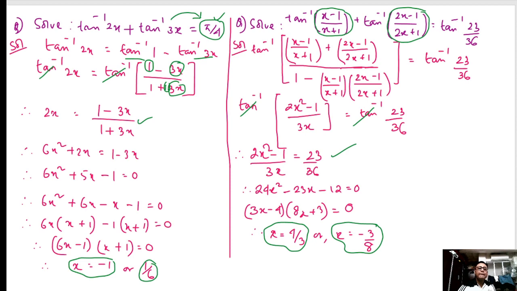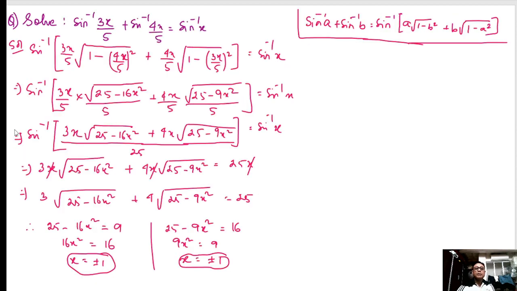Let's see the next sum. Sine inverse 3x by 5 plus sine inverse 4x by 5 equal to this. So we're using this formula on this side. So this is my A, this is my B, this is my B, and this is my A. Solving it we are getting this. Now sine inverse and sine inverse will cut from both sides, and we are getting this. Now we are cutting the common x, and on solving we are getting x equal to plus minus 1 from both parts.